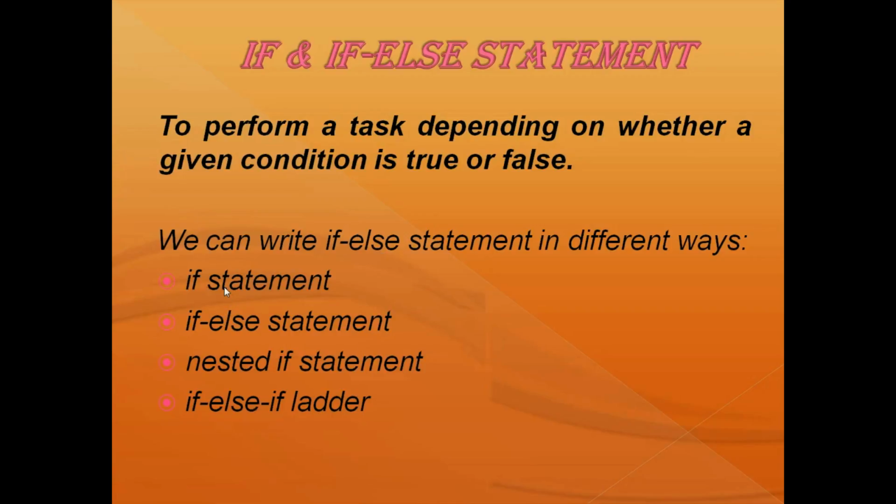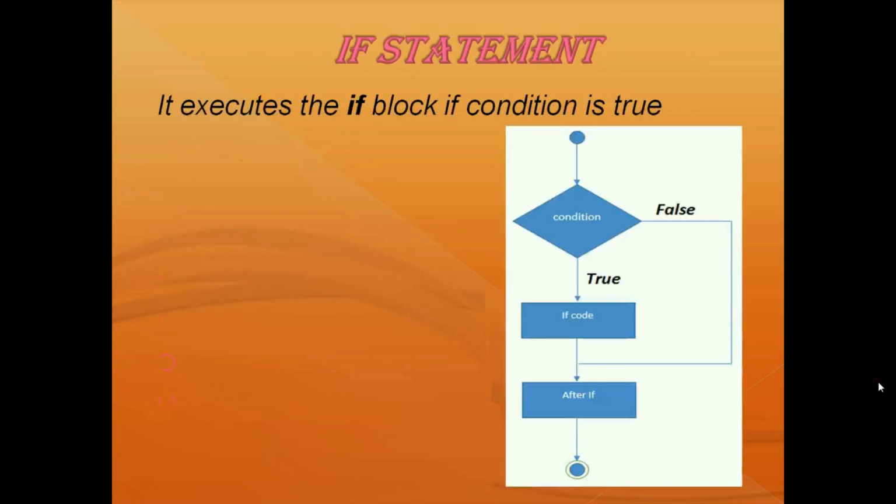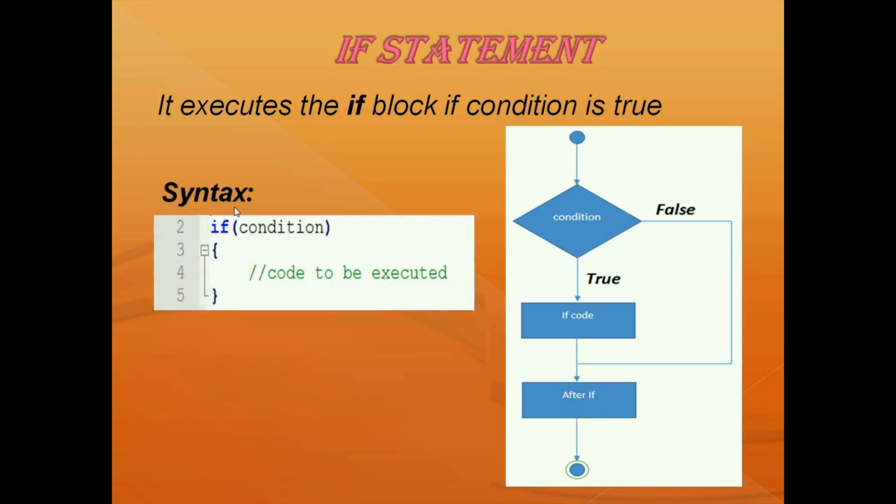First, we will discuss the if statement. How to write an if statement? This statement executes the if block if the condition is true, and if the condition is false, it will start execution after the if block. So the basic syntax of the if statement is like this. In this statement, first is the if keyword, and after that inside the brackets we are checking the condition. If the condition is true, it will execute the code which is written inside the curly braces. So this is about the if statement.